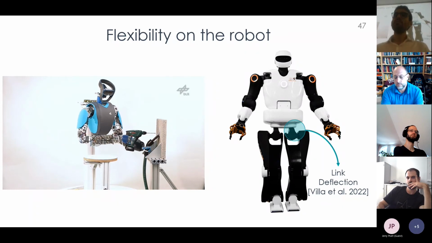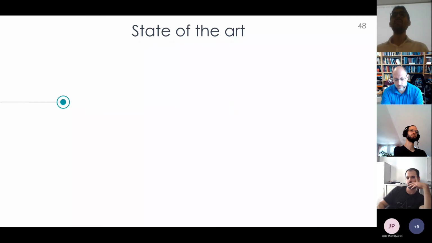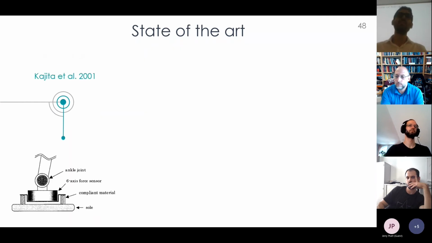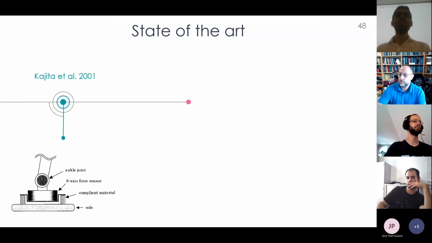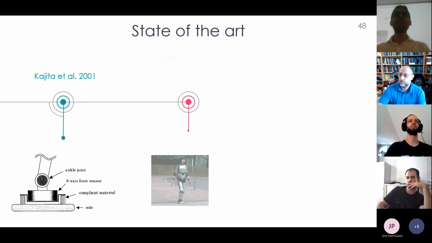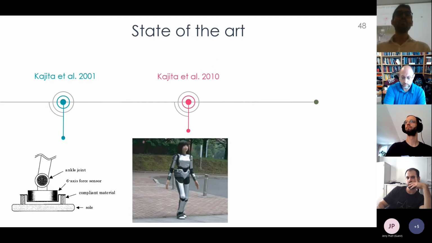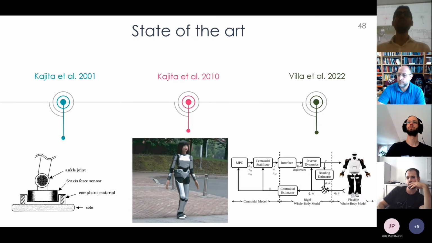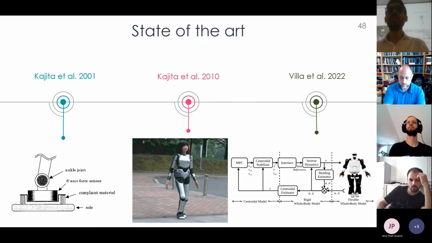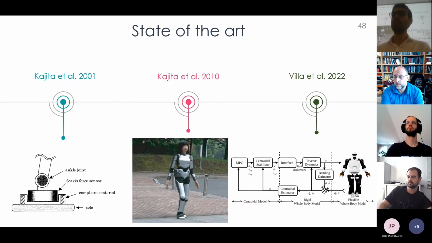noticed a link deflection in the cross-section between the root of the Talos robot and its hip. So actually, the state of the art contains several examples of robots having link flexibility. One of the most important is the Kajita paper, which considers and models the compliant material in the ankle joint. This model is then used in the controller in order to have a reliable whole body controller for working in a human-like environment. And finally, Villa presents a control strategy to handle the flexibility in the cross-section of the hip and the root link of the Talos.